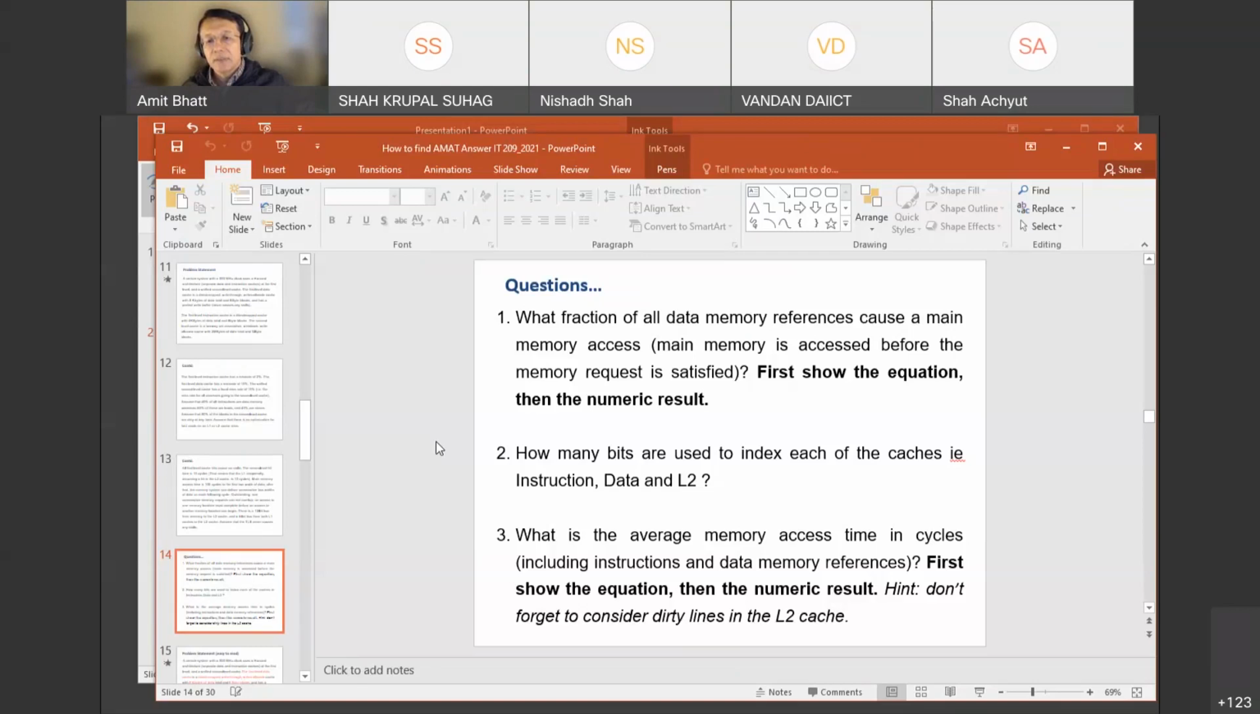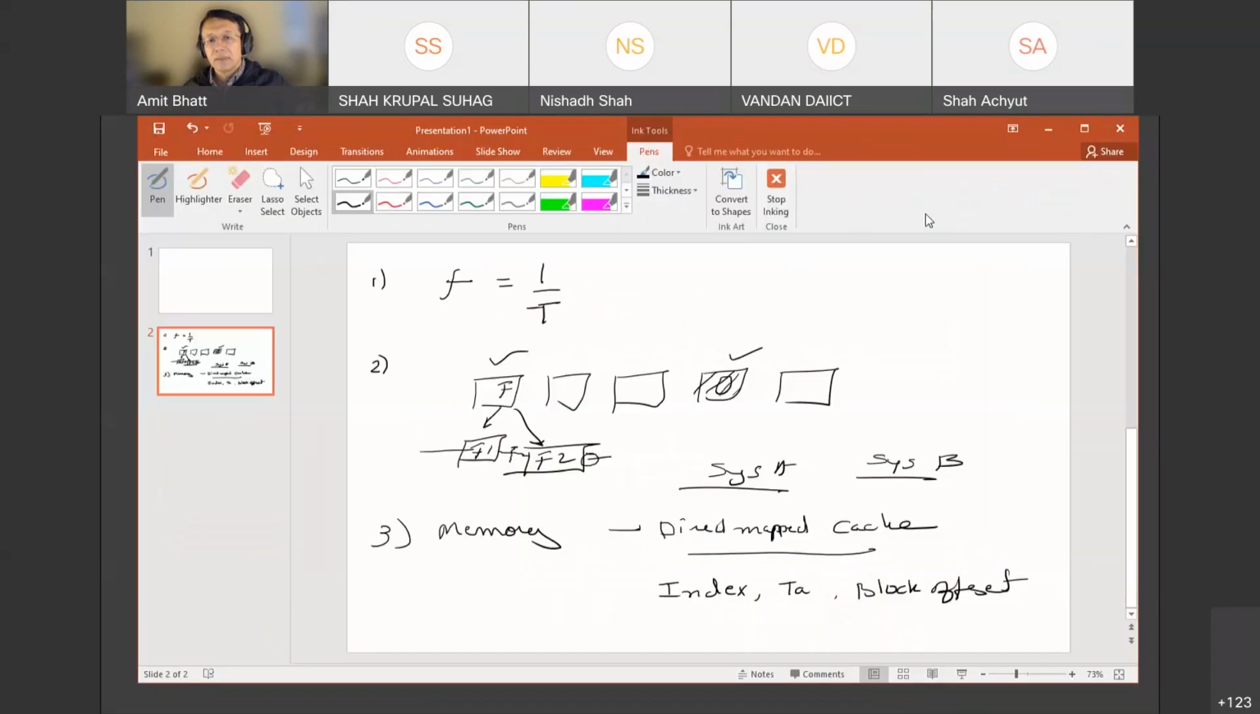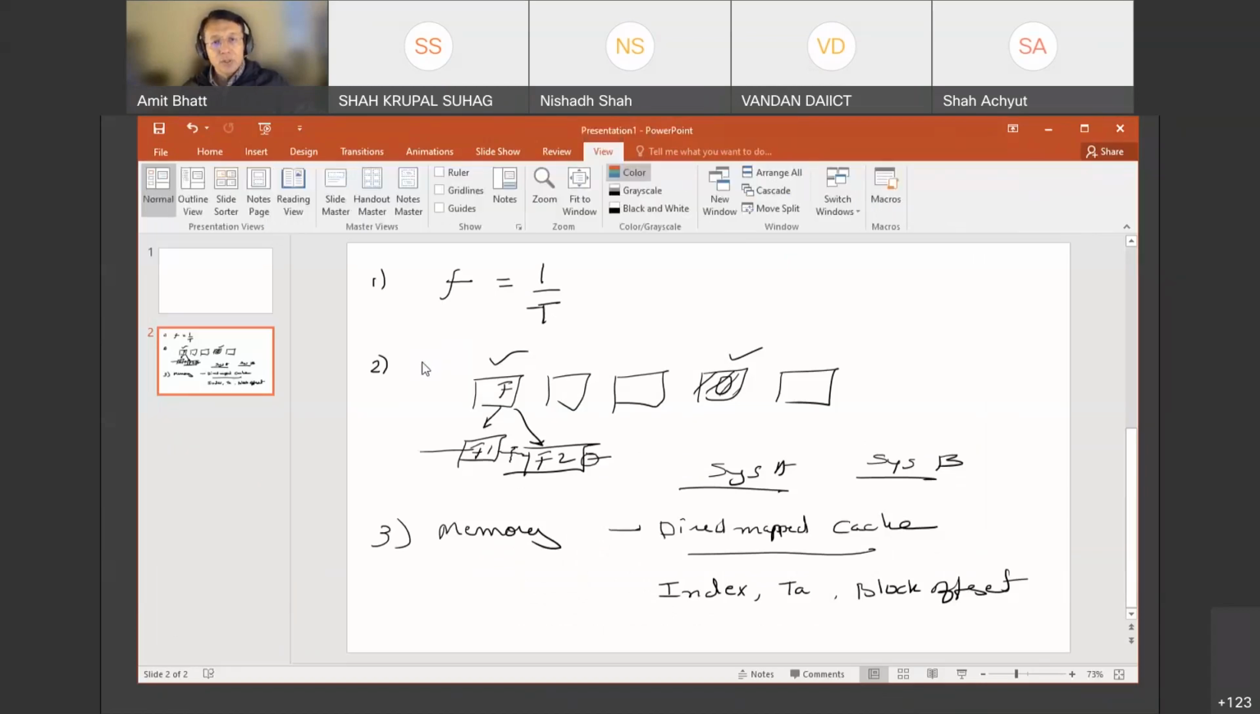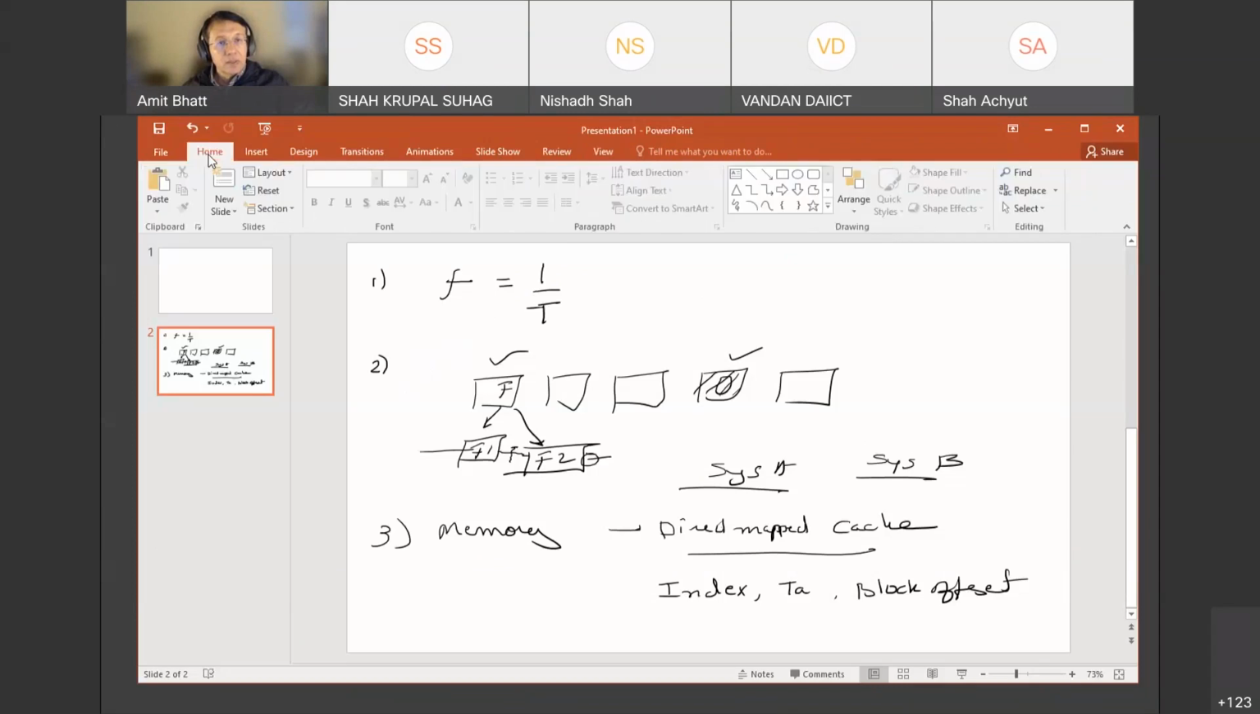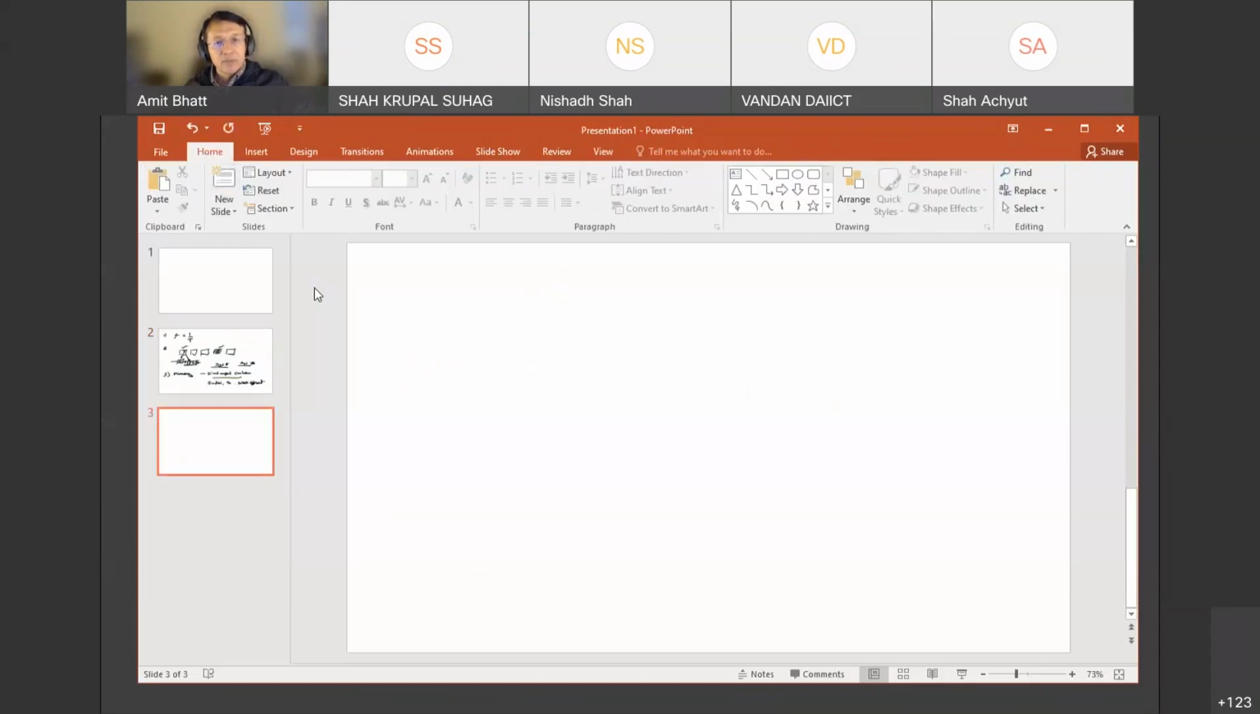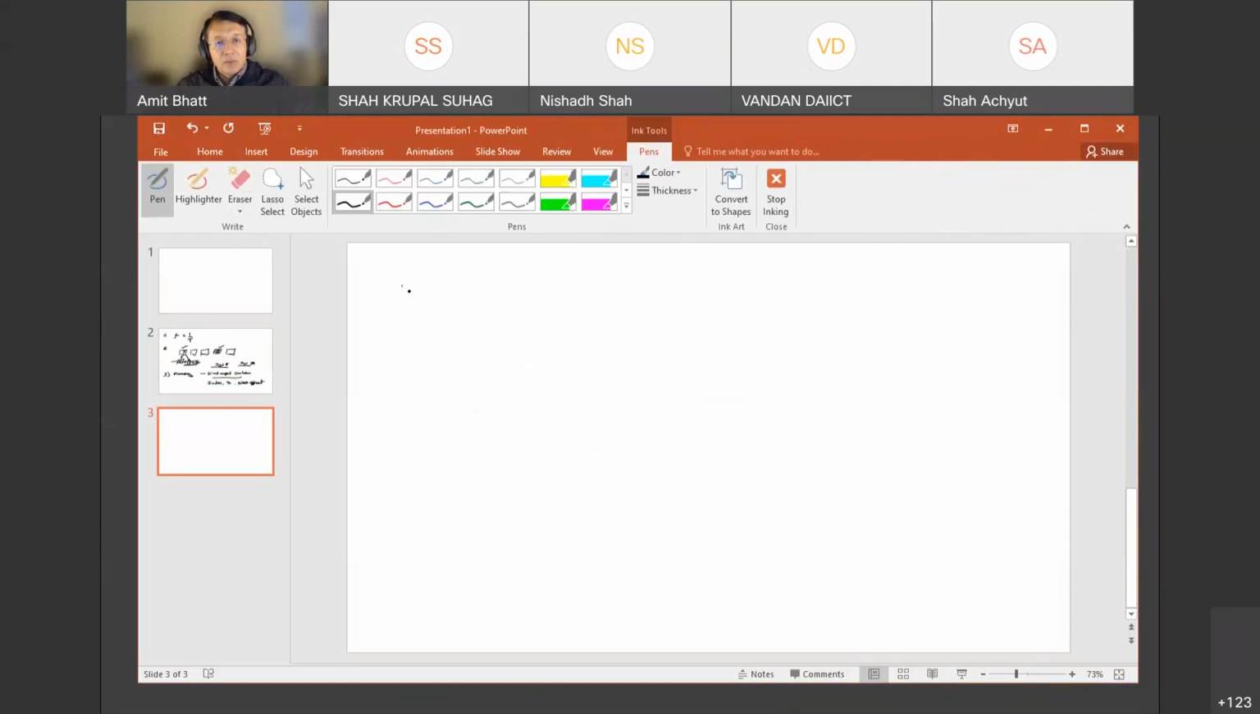Any other question? Okay, then we move forward to the fourth topic, which is branch prediction.